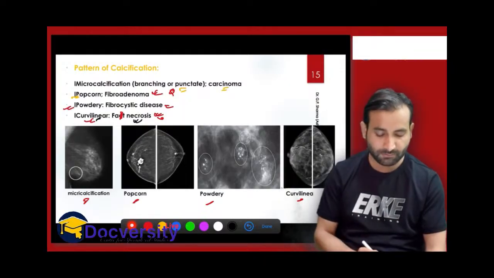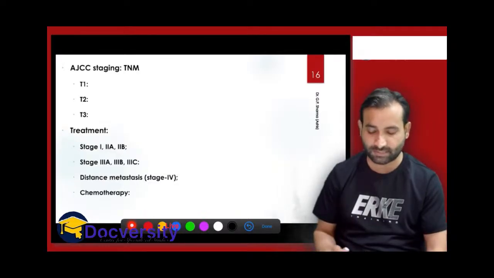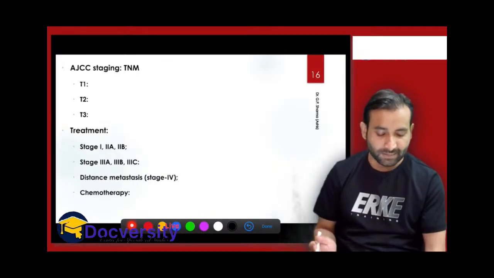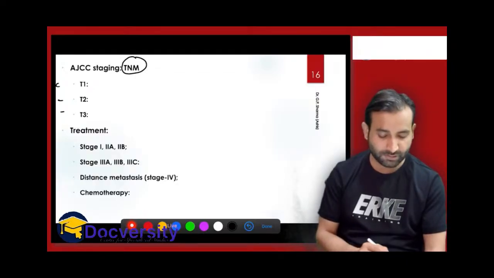So remember, curvilinear, then fat necrosis, right? If it is powdery, then fibrocystic disease. If it is popcorn, then it's a fibroadenoma. If it is microcalcification with branching or punctate like the comet tails we just discussed, that is what? The carcinoma.